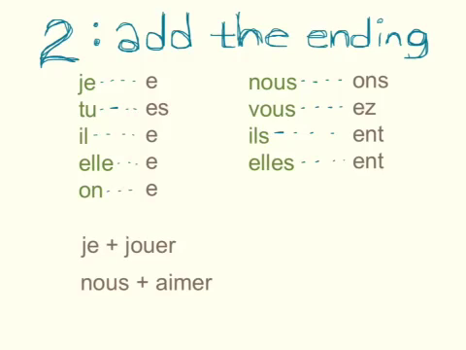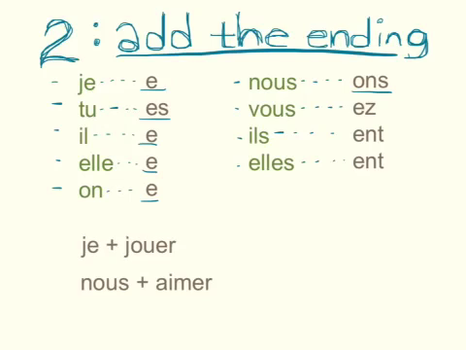The second step in conjugating ER verbs in French is to add the appropriate ending. And you'll see down here we've got a chart, and each of our subject pronouns, je, tu, il, elle, on, nous, vous, ils, and elles, has its own ending. So for je we have e, for tu we have es, for il we have e, for elle we have e, and on we have e. For nous we have ons, for vous we have ez, for ils we have ent, and for elles ent.